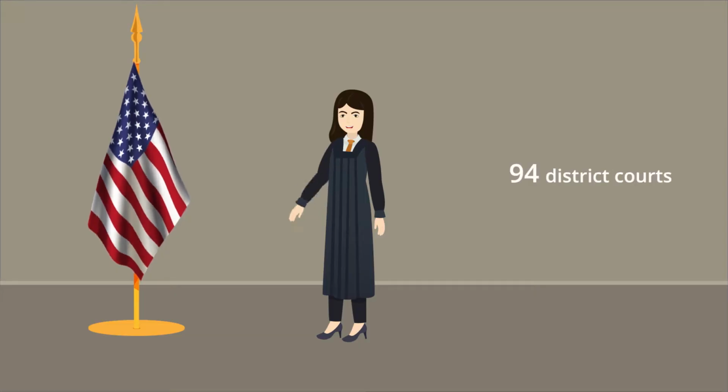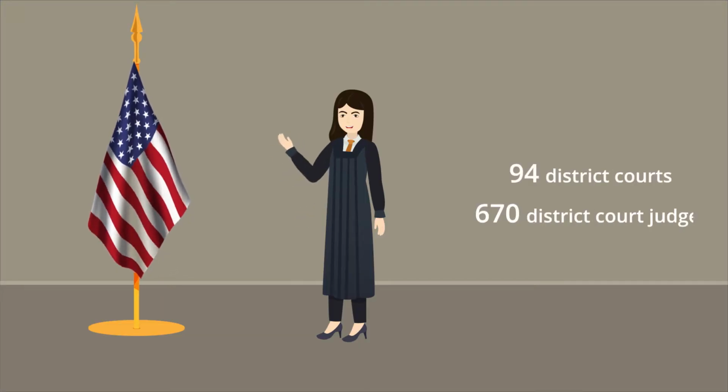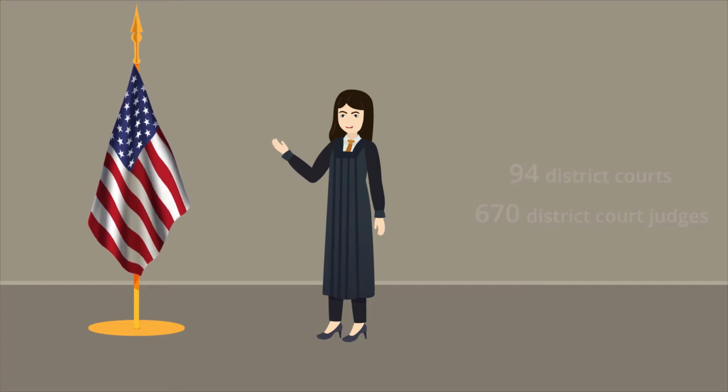There are 94 district courts and over 670 district court judges, and the U.S. district court judges serve life terms and are appointed by the President and confirmed by the Senate. They can be impeached by the House in the event of improper conduct.